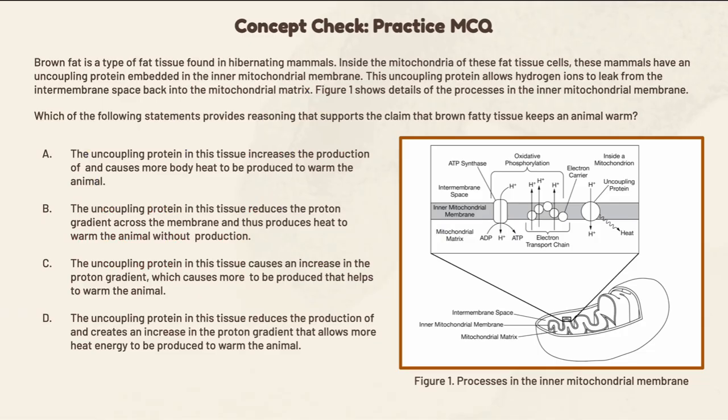Before I move on to the next topic, we'll do a quick multiple choice question to check our understanding of this topic. You can read the context if you want, but the question asks, which of the following statements provides reasoning that supports a claim that brown fatty tissue keeps an animal warm? You can pause the video if you want to read the answer choices before I go over the answer.